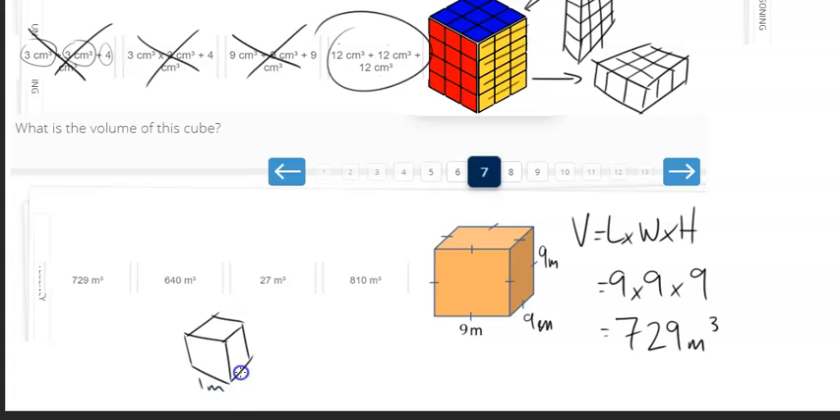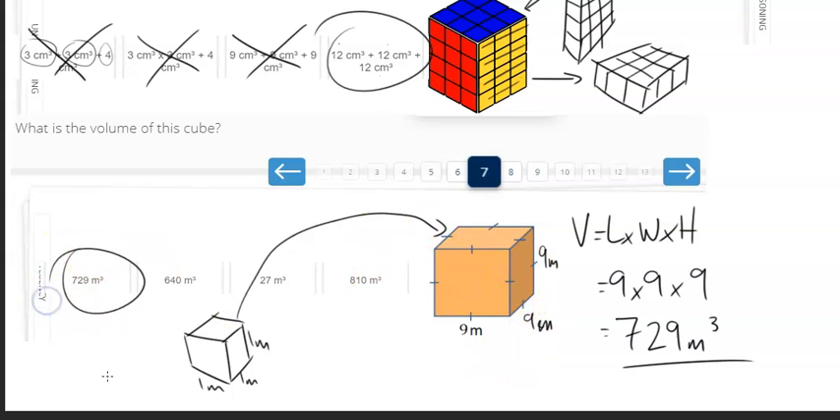Or in other words, if I were to have a 1 meter by 1 meter by 1 meter box of some sort, exactly 729 of these 1 meter by 1 meter by 1 meter boxes can fit in this larger 9 by 9 by 9 meter box. So 729 cubic meters is the answer.